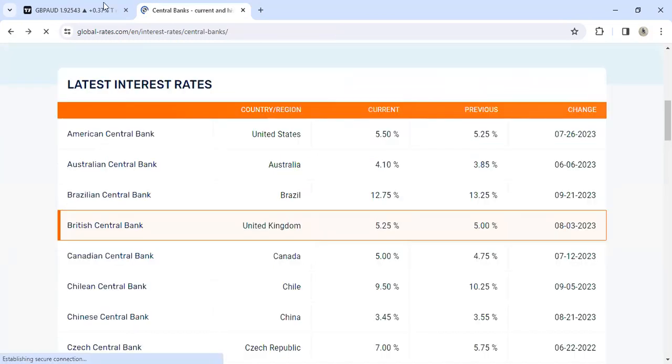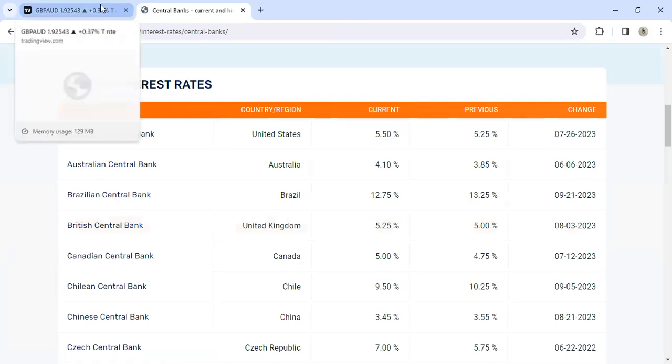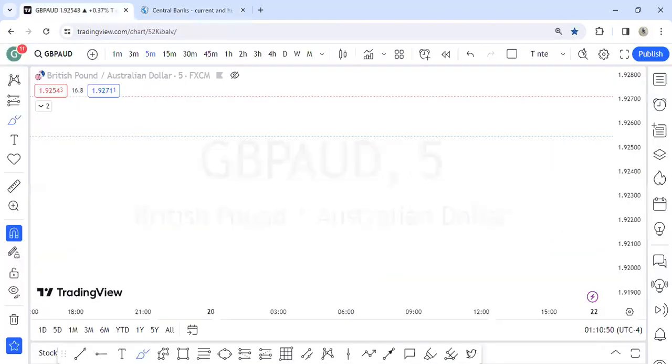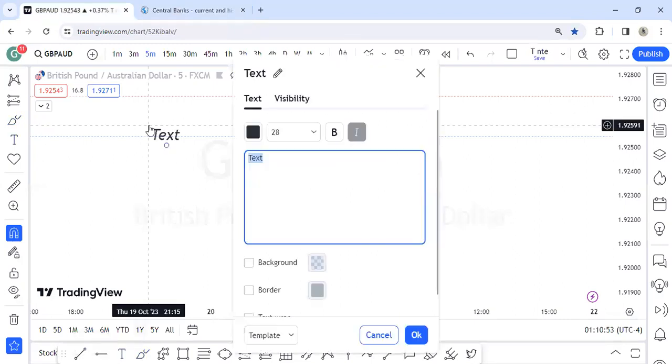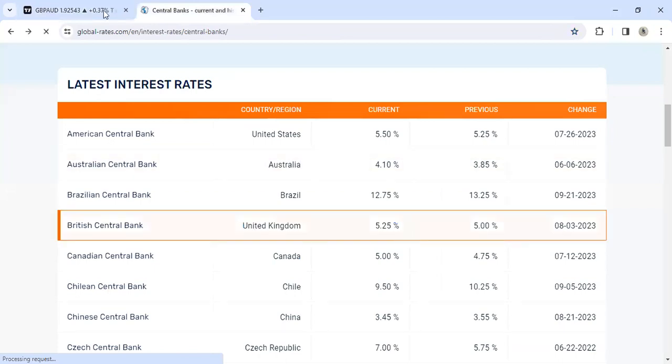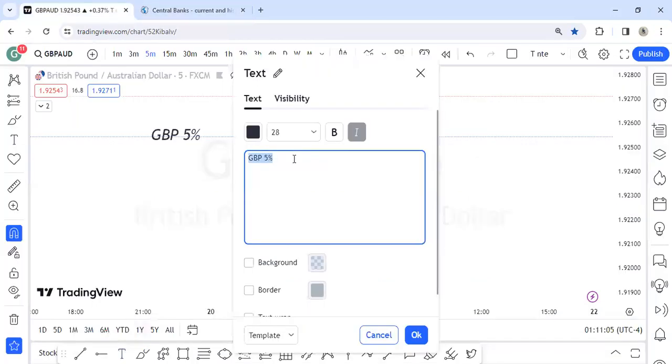So that means GBP was bullish. So the interest rate of GBP is what? 5%, I think. Is it 5%? Let me check quickly. 5.25%, right? So I have 5.25, right?